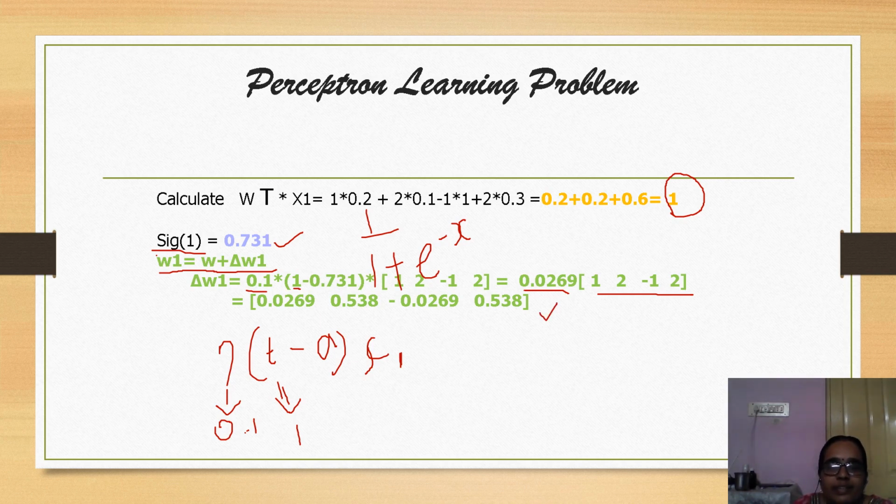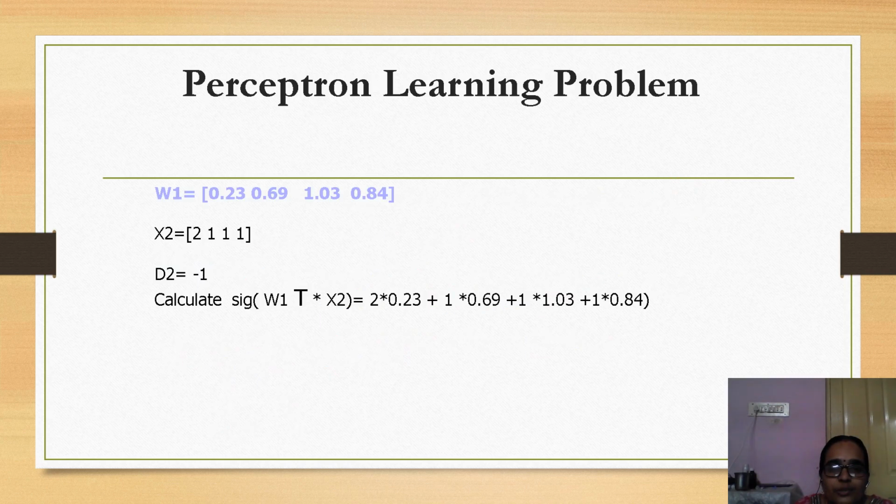Hereafter we should use this updated weight only. Initially we applied the given weight. After applying one input data set, our updated weight value is this one. So hereafter we should apply this only. This is our updated weight one, given in blue color. Now we are taking the second data set with the updated weight. What is the updated weight? In the previous slide we calculated it, so that is our updated weight. For the x2 data set and the desired output minus 1, we have to apply this updated weight.